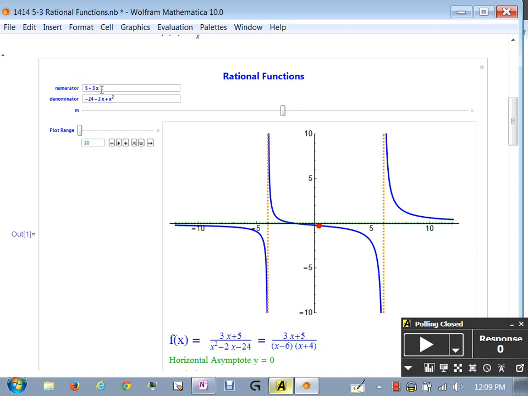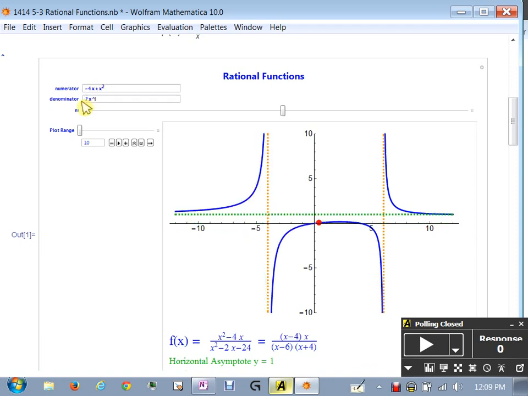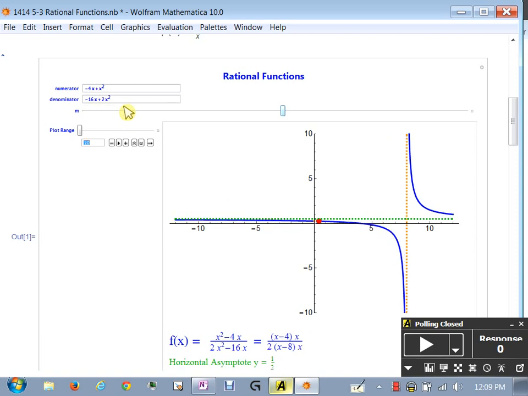Let's look at the next one. I'll do the top right one. x squared minus 4x over 2x squared minus 16x. Was it -2x? No, 2x squared minus 16x. Here we go. Well, we got something else happening here.